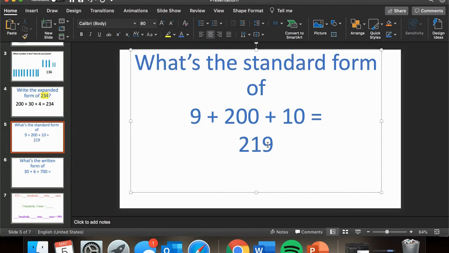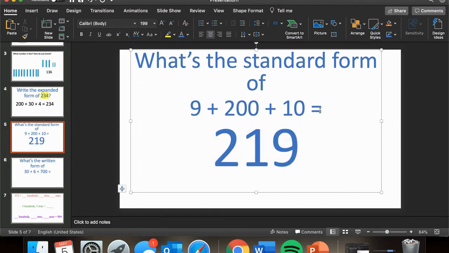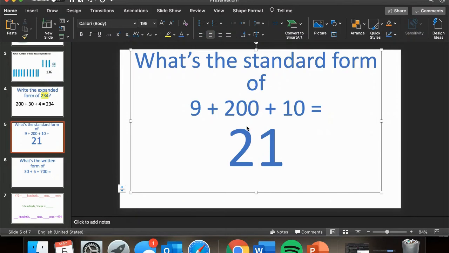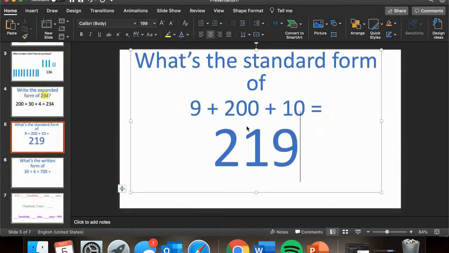So 219 is the number in standard form of 9 plus 200 plus 10. Do you see how it's out of order? We had to put it back in order when we created the number in standard form. This number is not 921. You can't just pull the 9 down, pull the 2 down, pull the 10 down, and then make a number. It has to be in the right order. The 2 is in the hundreds, the 1 is in the tens, and the 9 is in the ones.